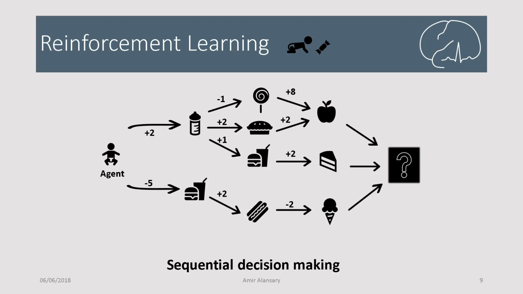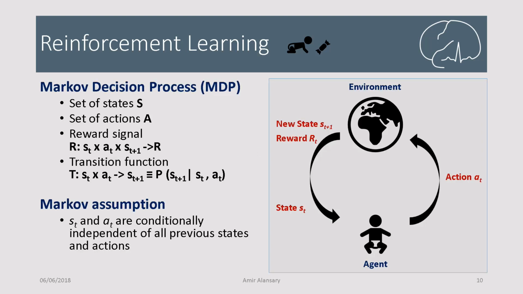And this is sequential decision making. So it's not only one step. This is also what makes it different compared to the other learning techniques or categories. This can be formulated as an agent and an environment.